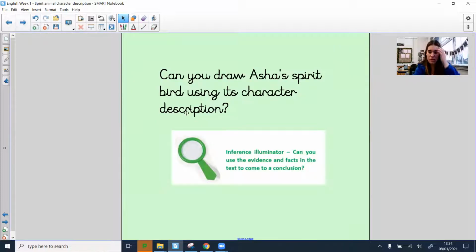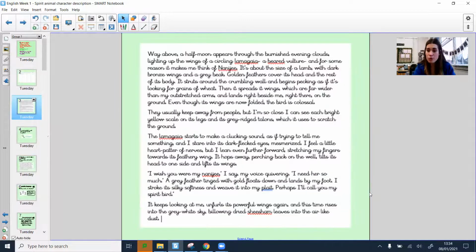Using your inference skills, you're going to have a go at drawing Asha's Spirit Bird. So you're going to be listening to what I am saying, and you can read the character description back as well if you would prefer. You're going to see how much information you can pick out to help you visualize this character, this bird. Now this is going to help us because if we can visualize a character from this character description, we might be able to use some of those features in our own work to help other people visualize, so they create a mental image in their minds of their character, of your spirit animal, sorry.